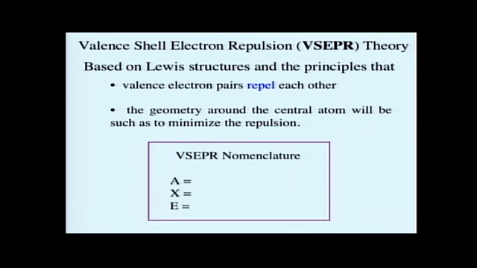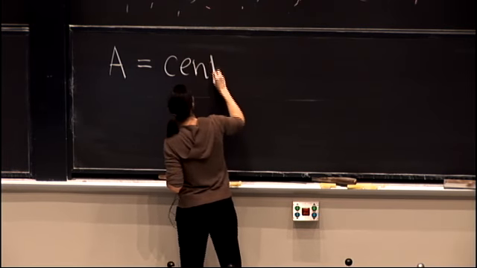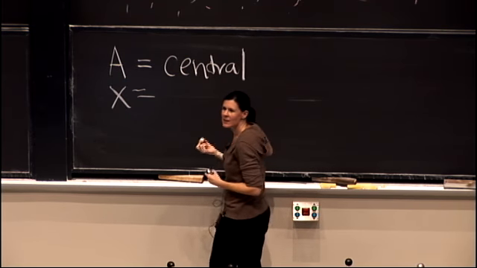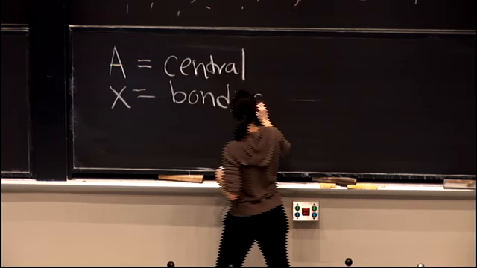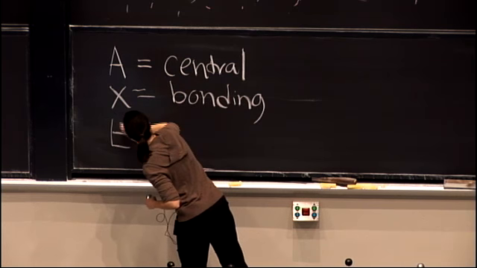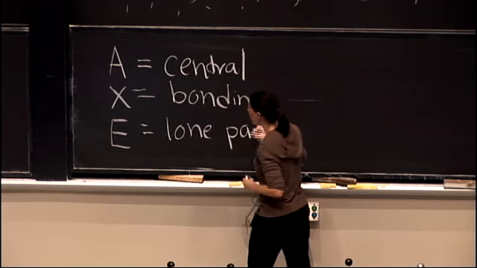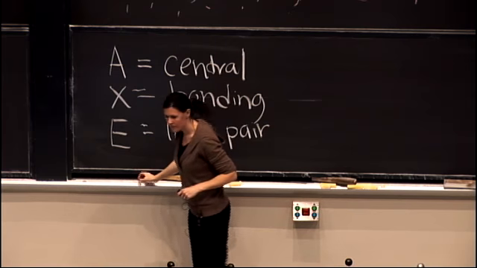So when we talk about VSEPR, there's a special nomenclature that we do use. And in VSEPR, we have A. Does anyone know what A means in VSEPR theory? It's the central atom. What about X? This is actually the bonding, any bonding atom you call X. And then we have E, which is equal to lone pairs. So E is a lone pair. E is not a lone pair electron, so if you have 2 electrons, that's 1 lone pair.